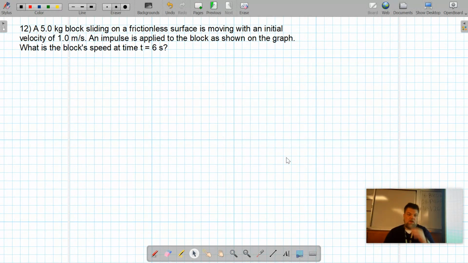All right, so for this one, we have a 5 kilogram block sliding on a frictionless surface, moving with an initial velocity of 1 meter per second. The impulse that is applied to the block is shown in the graph.